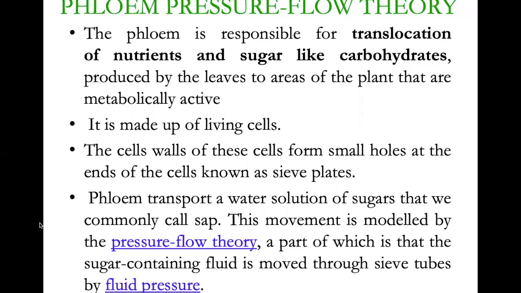They are all made up of living cells. Between the cells, there are sieve plates, and these sieve plates have small holes in them. Now, what does the phloem do? They transport a water solution of sugar that we call sap. This can be explained by fluid pressure.